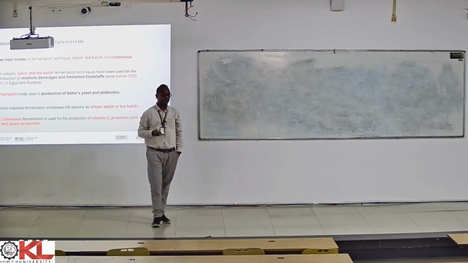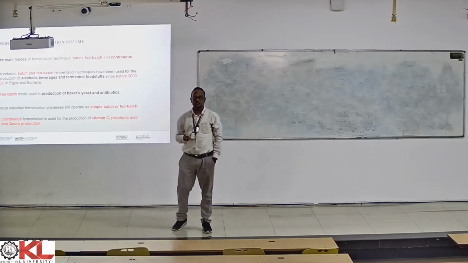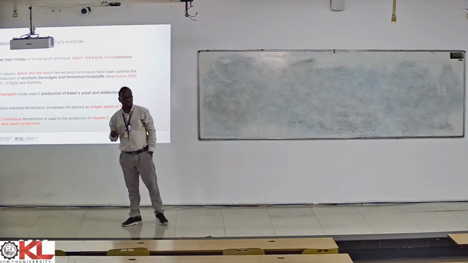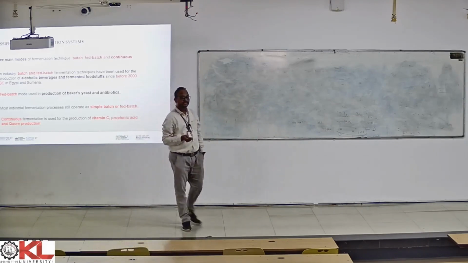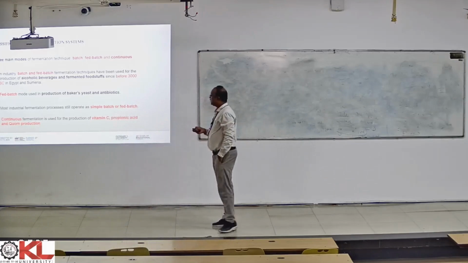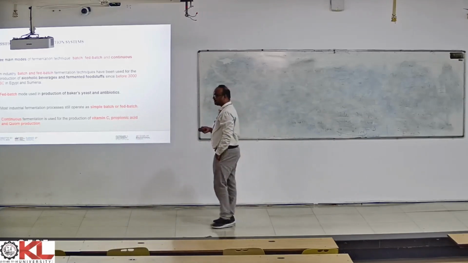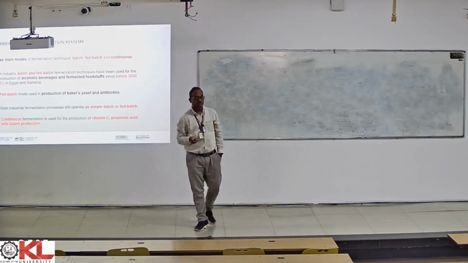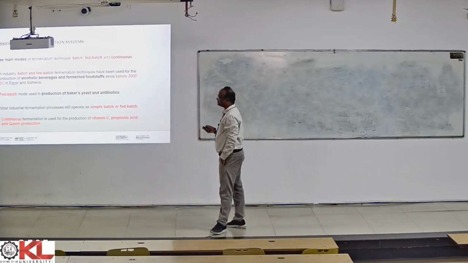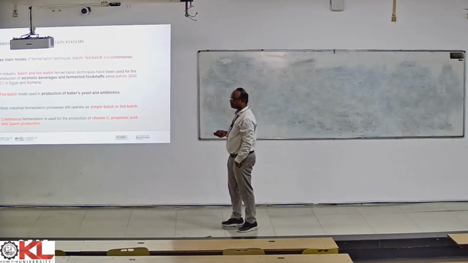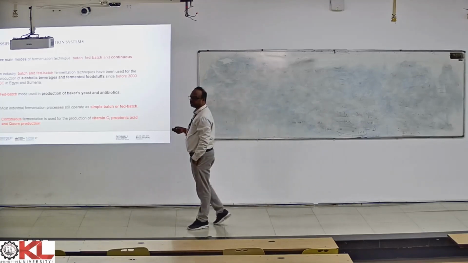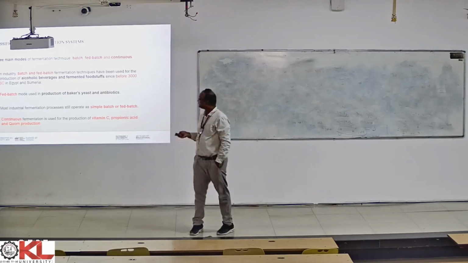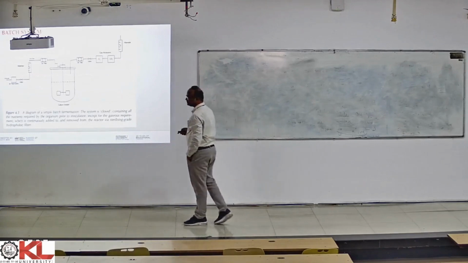The first one is called batch mode, which is one of the most widely used modes till now. The second one is fed batch mode, which is most widely used for producing Baker's yeast, antibiotics, and other biomolecules. The third mode is called continuous culturing mode, or continuous mode. Continuous mode is also used for producing products like vitamin C, propionic acid, as well as corn production. So we'll go one by one.